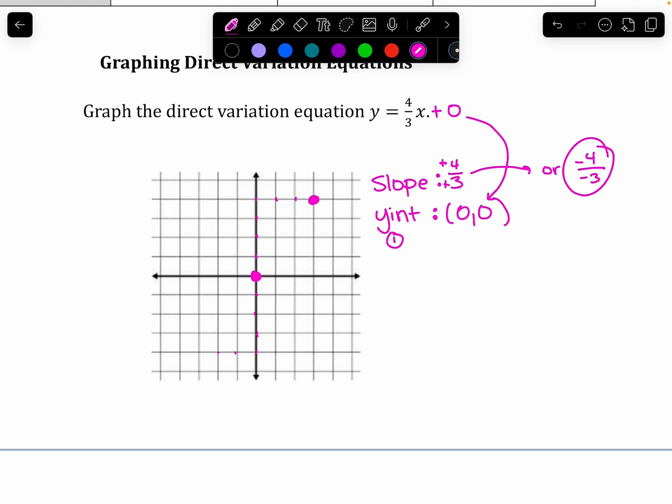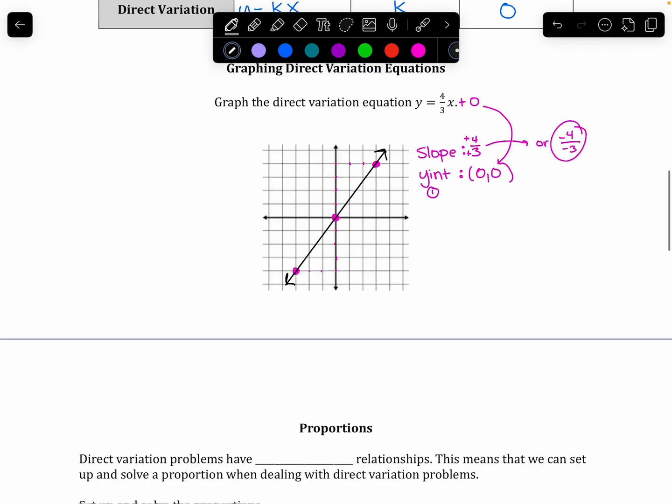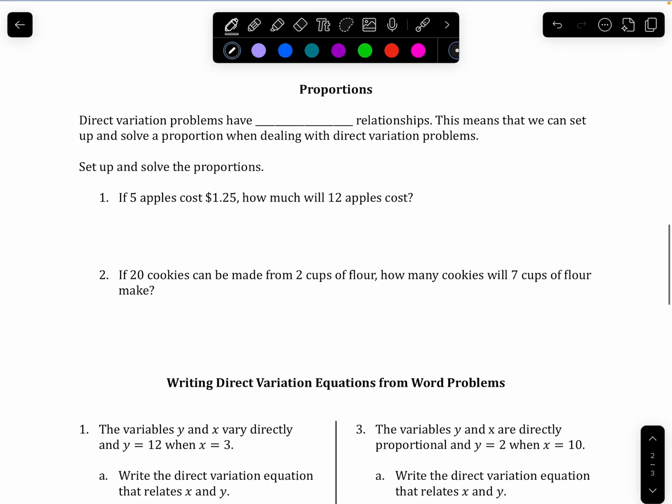And then I can do the same thing with this slope by going down 4 and to the left 3. 1, 2, 3, 4. 1, 2, 3. And there I have my direct variation equation, and it must go through the origin. Other than that, they work the exact same as other slope-intercept equations.